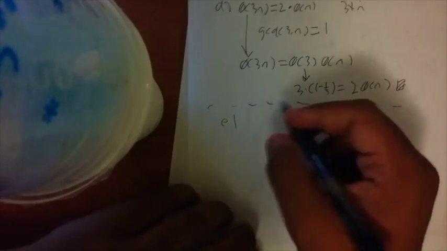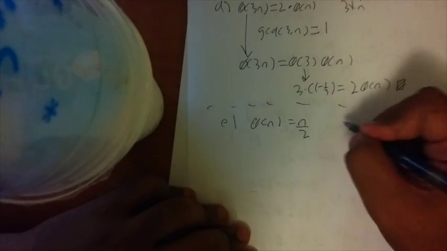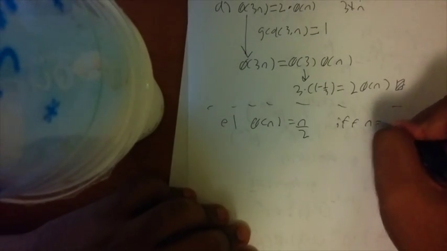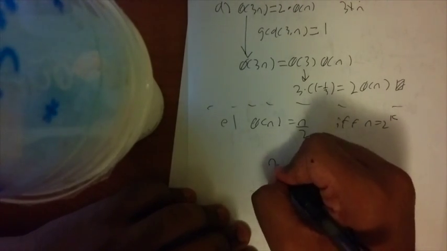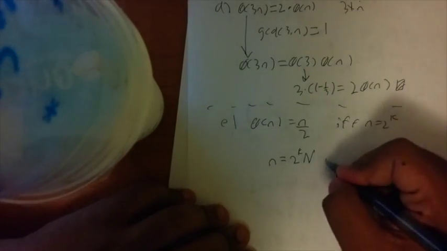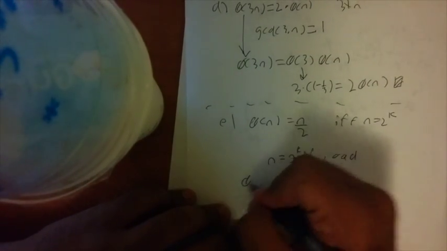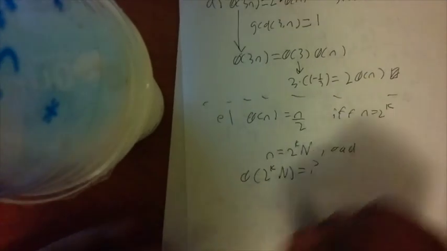The last one is phi of n is equal to n over 2 if and only if n equals 2 to the k. So the hint they gave us is n equals 2 to the k times n, where n is some odd number. So they're asking phi of 2 to the k times n equals what?